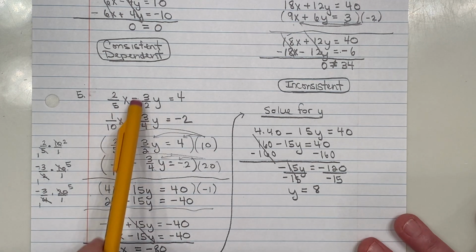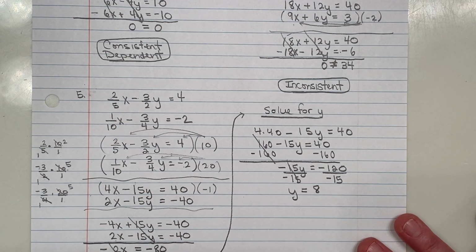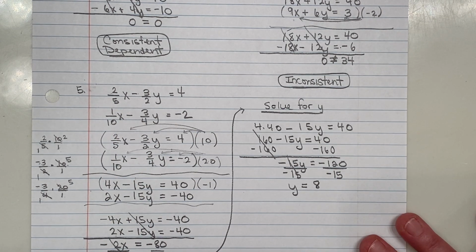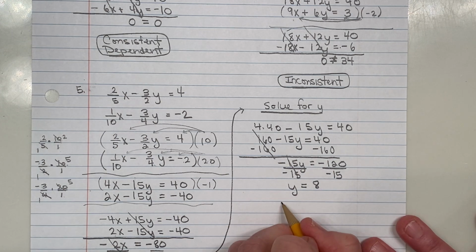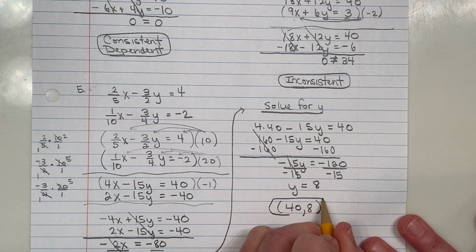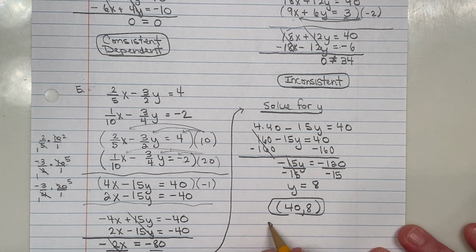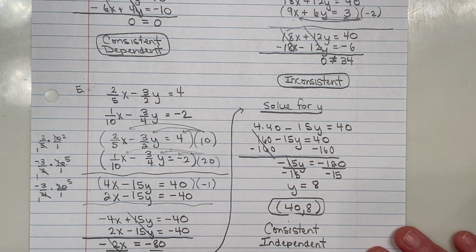So we could see from way back here when we got a value for x that we were going to have a consistent independent system. Our solution is 40, 8. Because we have a solution, this is a consistent system. And because we have only one solution, this is independent. The two lines are not the same lines.